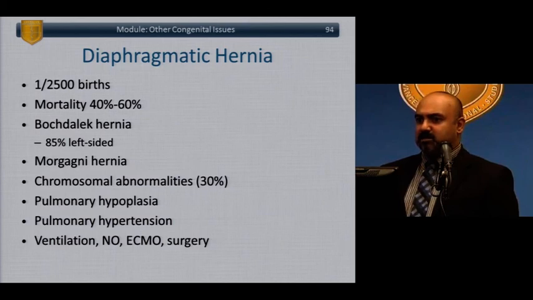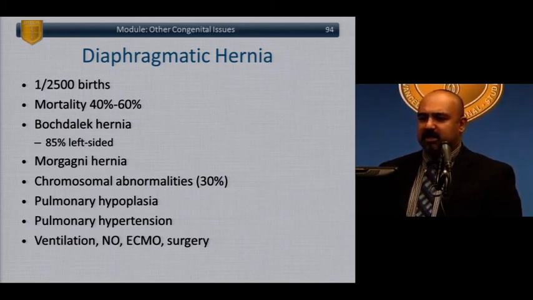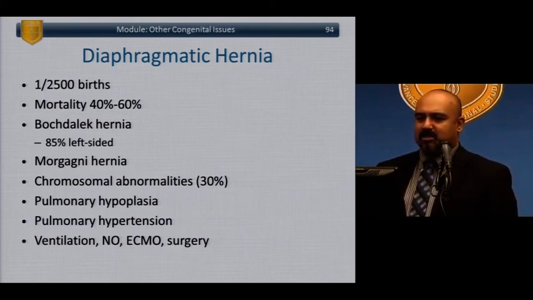Diaphragmatic hernias, another topic. Real briefly, 1 in 2,500 births. Mortality is still fairly high, 40 to 60%. The most common one we see is the Bochdalek hernia, and 85% of these are left-sided. Morgagnis are rare, maybe 15% of the cases we see. Chromosomal anomalies occur in about 30%.